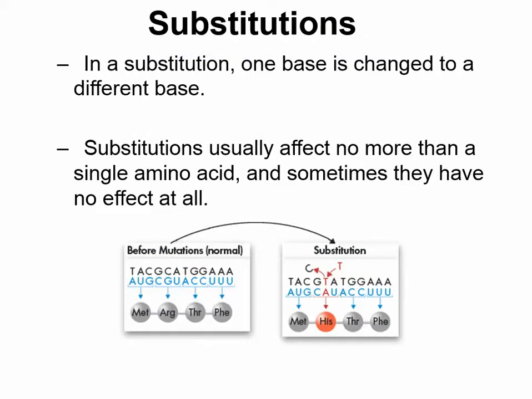With a substitution mutation, usually one base is changed to a different base, and the effect is that one of the amino acids might be different. So if you look here, this C was changed to a guanine, to a thymine. In turn, when it replicates, now instead of having CGU for our codon, we have CAU, and that in turn changed the arginine to a histidine.